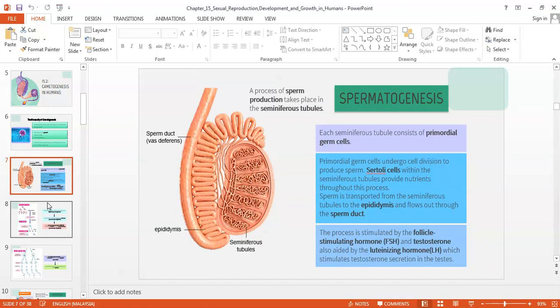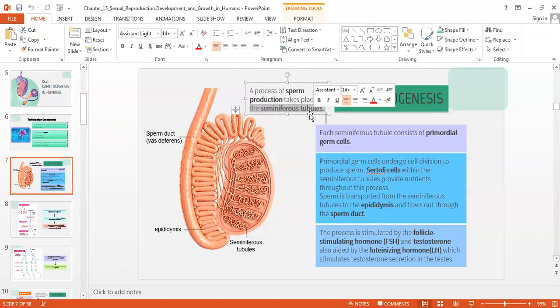Okay, and so the first thing is spermatogenesis. That takes place in the seminiferous tubules. This is the cross-section of the testes. Dalam testis tersebut ada banyak tubules, yang kita panggil sebagai seminiferous tubules. And this is where the sperm production will take place.